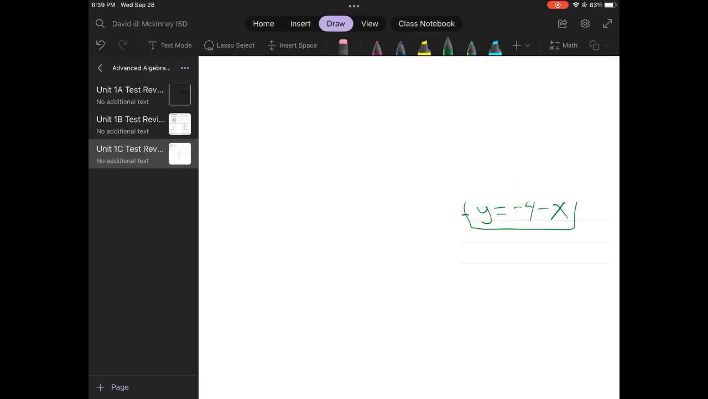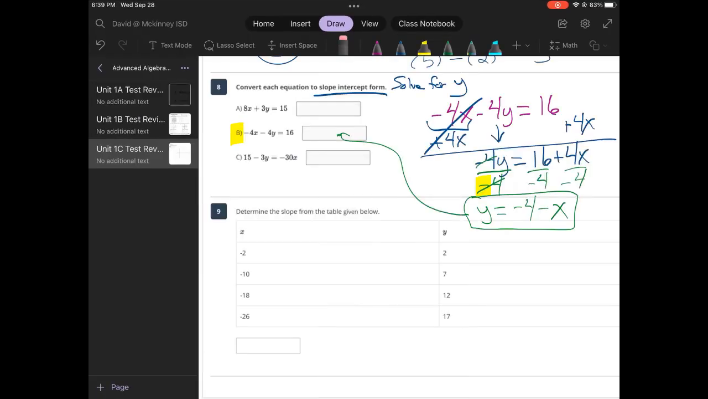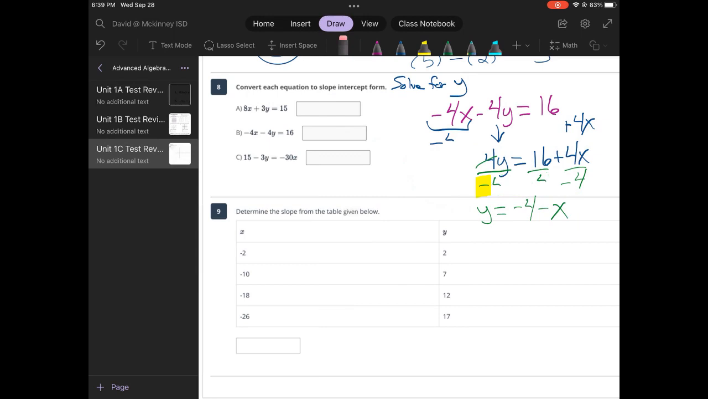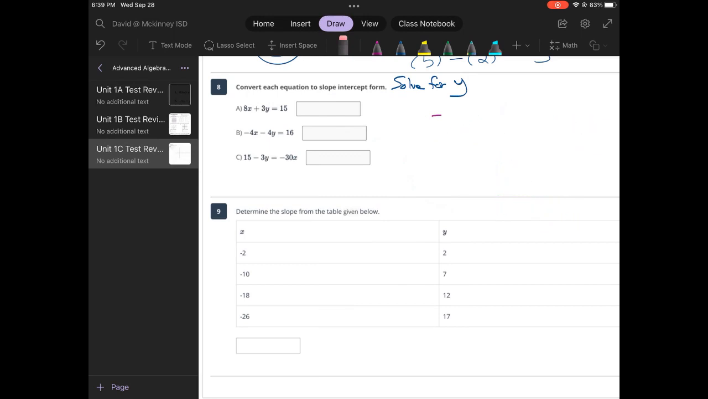So moving back, let's do C. C is a little different because instead of having standard form where I have the x and the y term on one side of the equation, here I have a constant over with the y term. The constant is the number by itself, 15. That's going to end up being a part of my y-intercept. 15 minus 3y is equal to negative 30x.